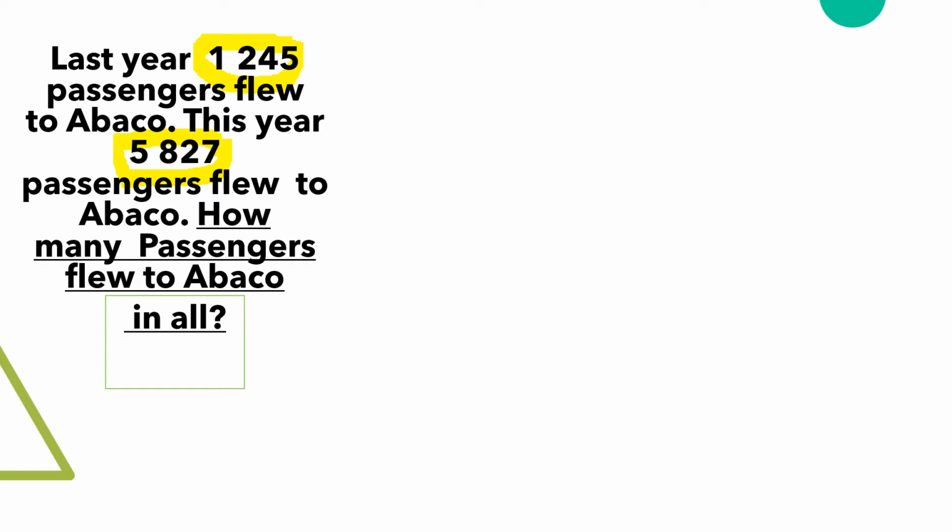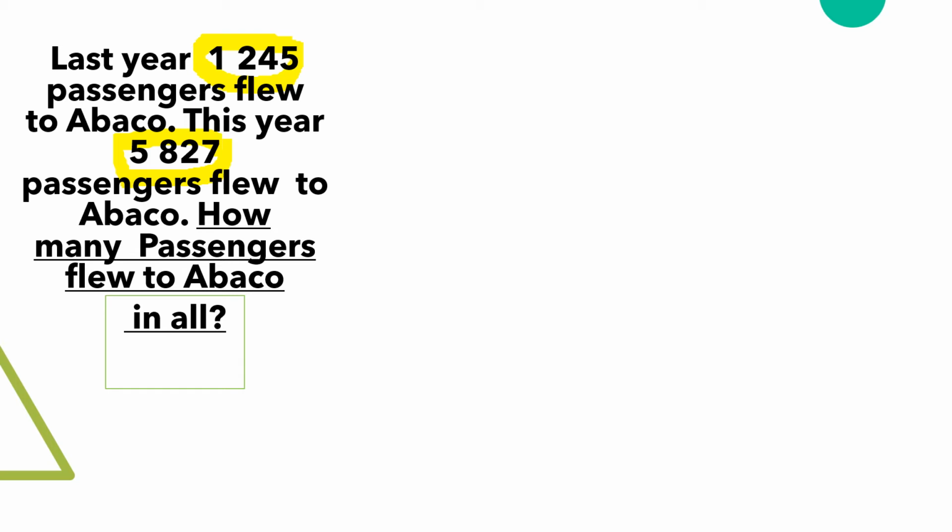Box in the relevant keywords. Those keywords are in all. In all signals which operation we are to use. Whenever we hear those keywords, we know we are to add. Let's go ahead now and solve our problem.